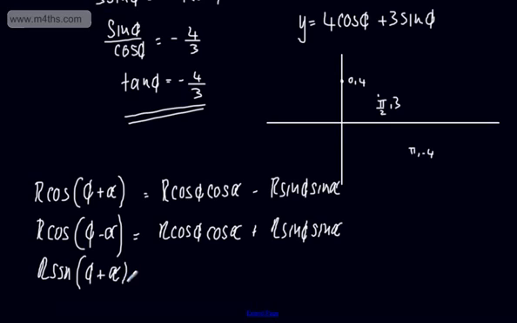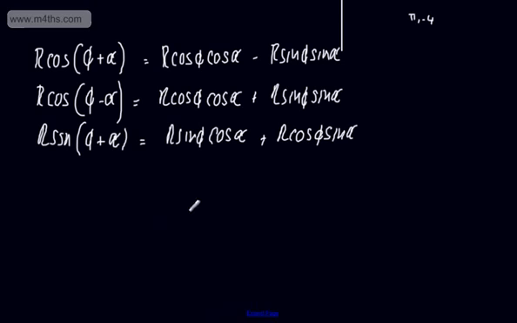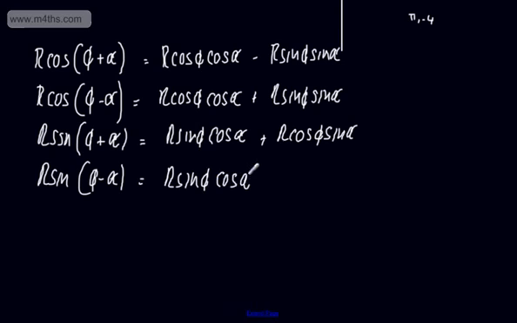If we expand this out, we're going to get r sine theta cos alpha, plus r cos theta sin alpha. And if we did it now with a negative, we would end up with r sine of theta minus alpha is going to give us r sine theta cos alpha, and then minus r cos theta sine alpha. So this is something that we looked at before.